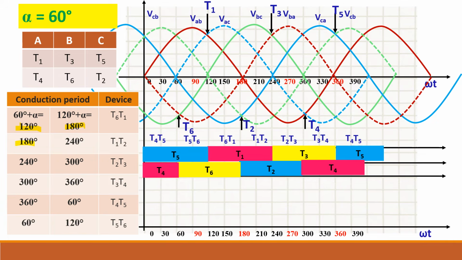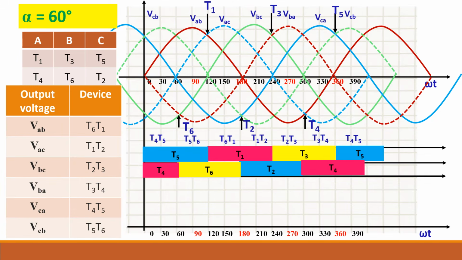Okay, so now once you have filled this up, you have to trace the output waveform. So how to do that? You see here, T1 and T6 period. You take this one, T1, so this period. So in this period the output should be VAB. VAB is this brown waveform. So follow that waveform till this point. Okay, so this is your output waveform for this period.